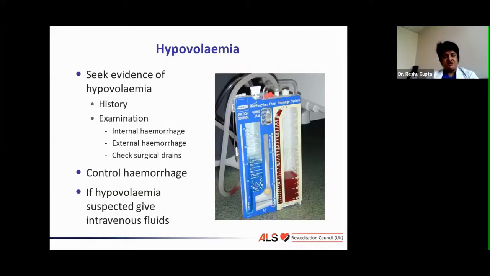Hypovolemia: if there's any history of shock, trauma, any bleed, any severe vomiting, any loss, from the history you may get to know. On examination, check if there's any internal or external hemorrhage. Post-operation, check the drains, for any sudden collection of blood in those surgical drains. The treatment is to control the hemorrhage, and if hypovolemia is suspected, give IV fluids.